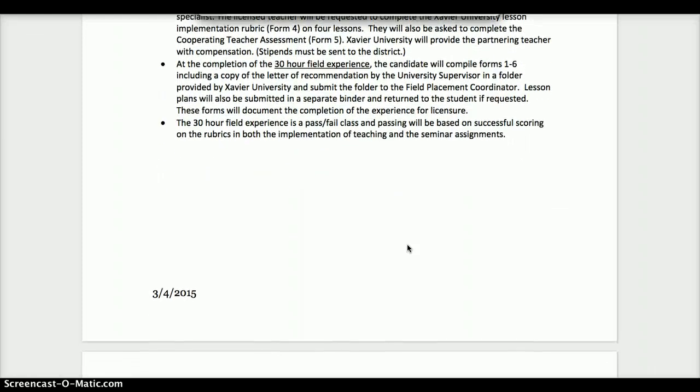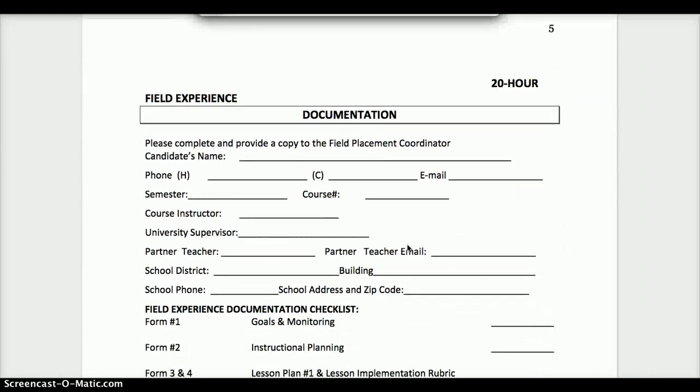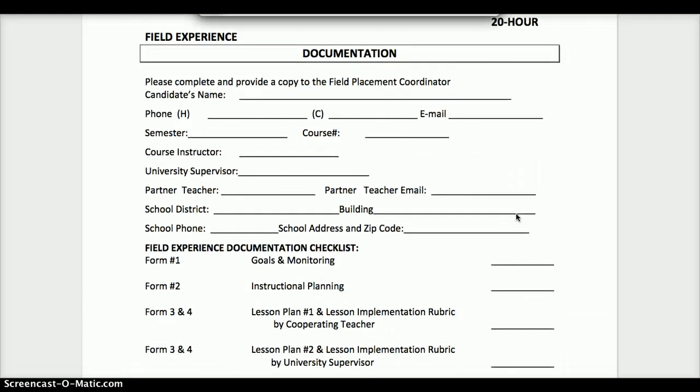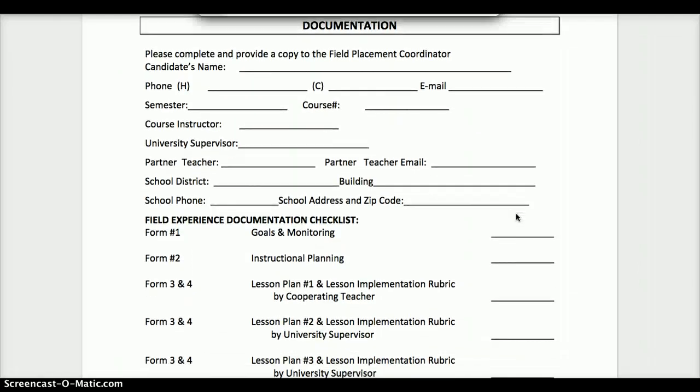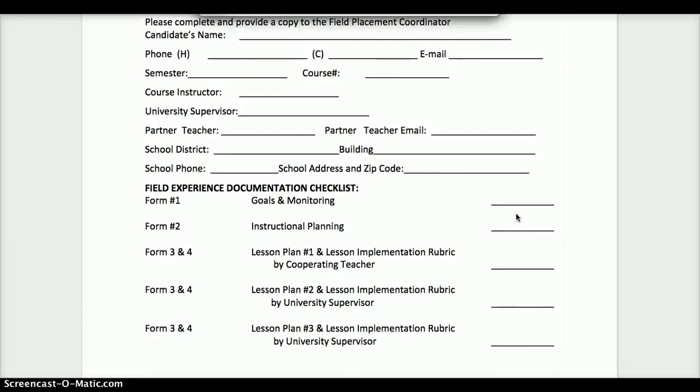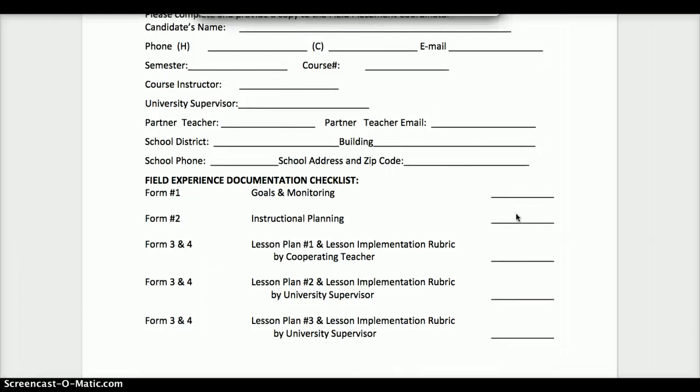You're going to be required to implement 3 lessons. And this first form, 20-hour field experience, this is the first one that you'll fill in. So you're going to put in your name, your numbers, your instructors, and you're going to want to contact Sheila Brown. Her contact information is on Canvas in order to set up a meeting with her so she can come and observe you for one of those lessons. Okay, so this is kind of the cover sheet.